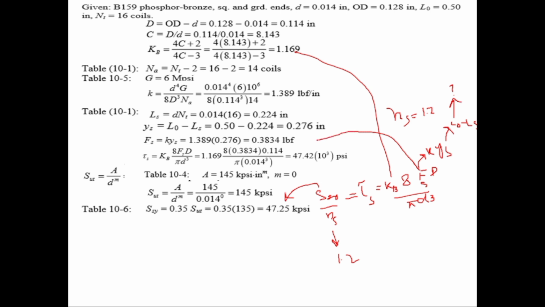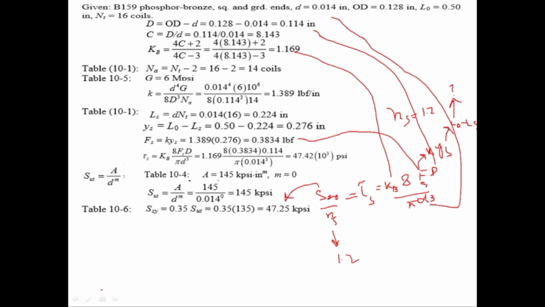instead of using Fs equal to 0.3834 lbf, use Fs is equal to k into (L0 minus Ls), where k is 1.389 lbf per inch. Mean coil diameter is 0.114 inches and wire diameter is 0.014 inches.